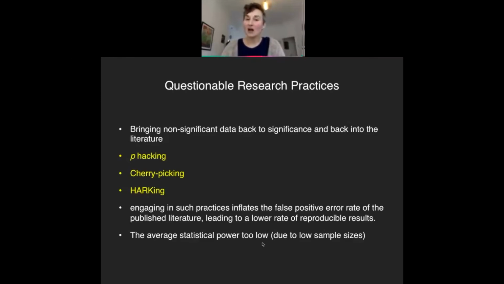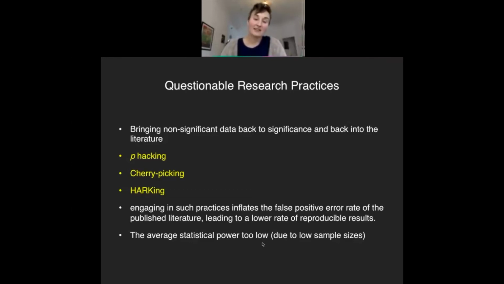Don't confuse this with fraud. They are not considered fraud. They're in the gray zone, they're considered questionable. But we still, of course, should not engage in this behavior because they really inflate the false positive rate in papers, leading to a lower rate of reproducible results.